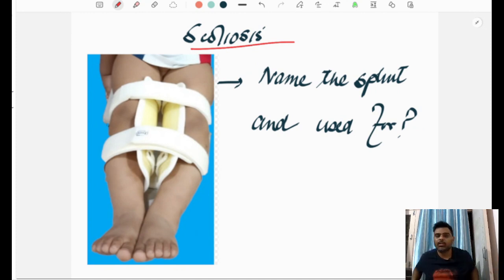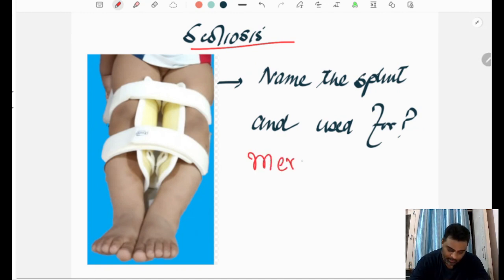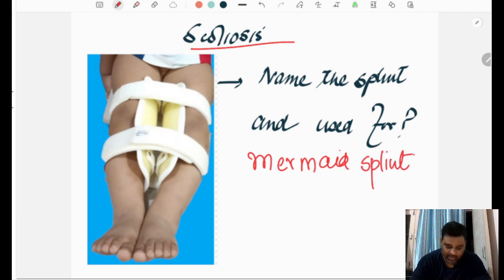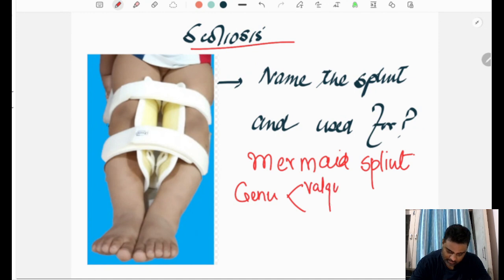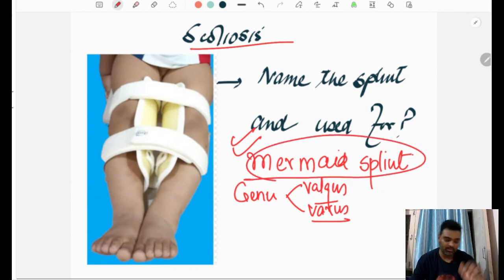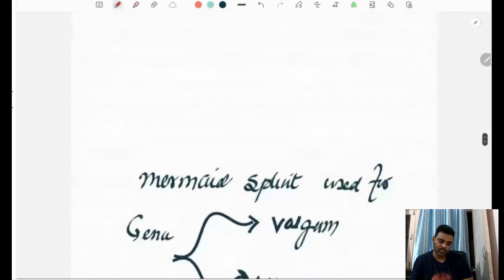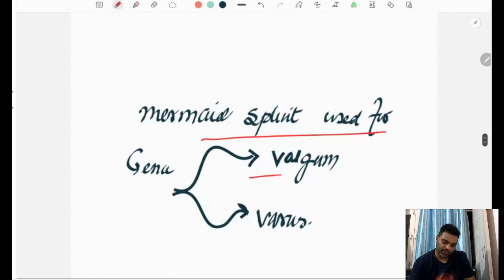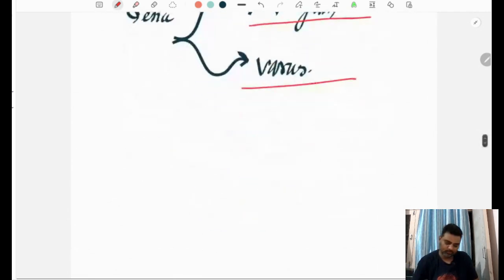This is the mermaid splint, and this is used for genu valgum or varus deformity. This has been asked in INICET. Okay, so this is a mermaid splint. Please remember this: mermaid splint used for genu valgum and genu varus.